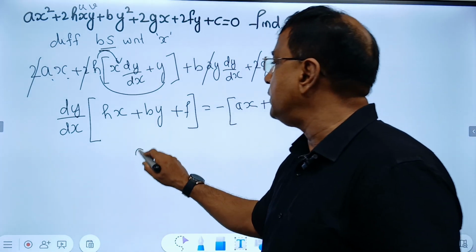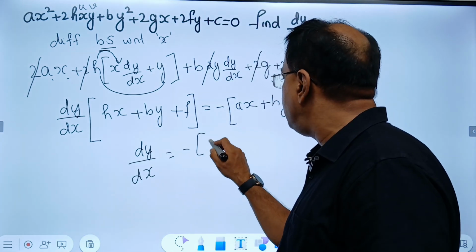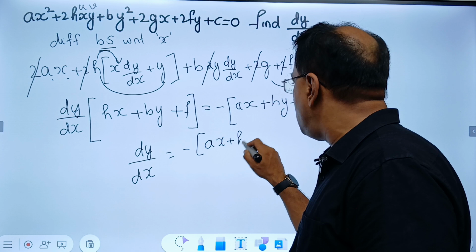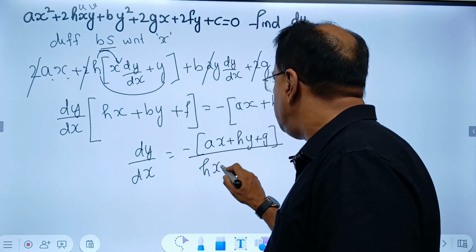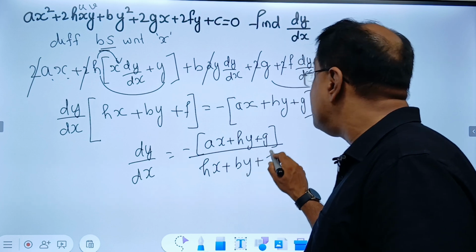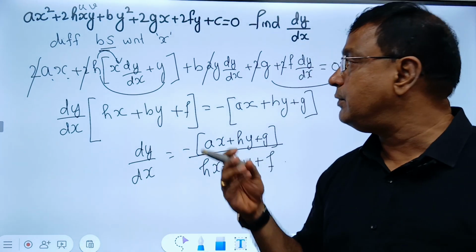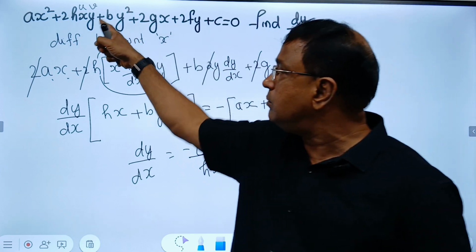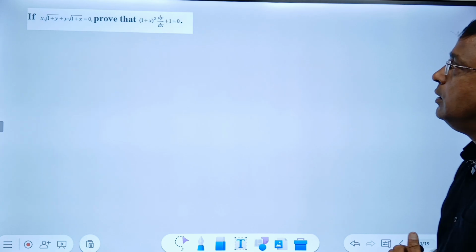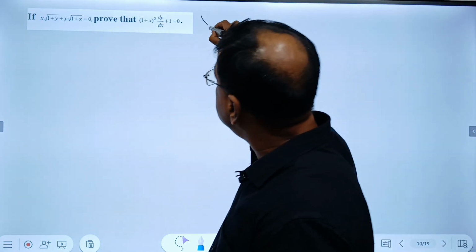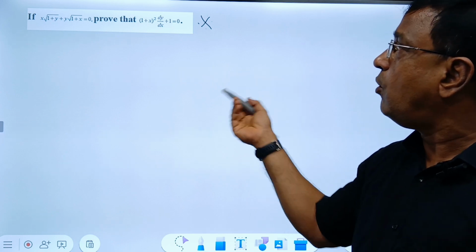So from this, you can find dy by dx. So what is dy by dx? Dy by dx will be minus of ax plus hy plus g divided by hx plus by plus f. Very simple way of differentiating an implicit function. Okay, be very careful. Don't miss out on product rule. Be careful with the chain rule and other things. Now these are all very, very important questions in implicit function. Very important question. It has come in the board exam also.